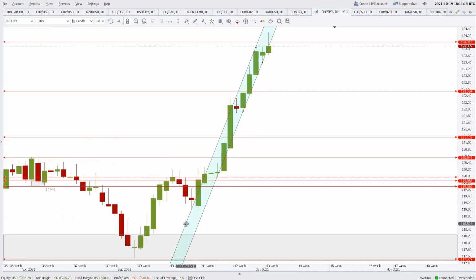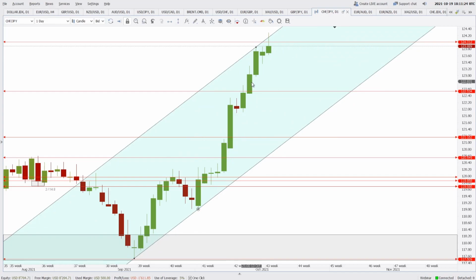What you can do is make this channel here, and expect the price to come back to this channel support to open a buy position for the long term.